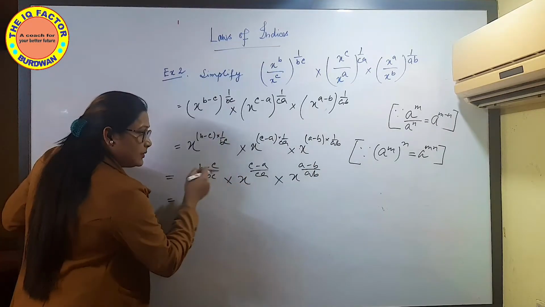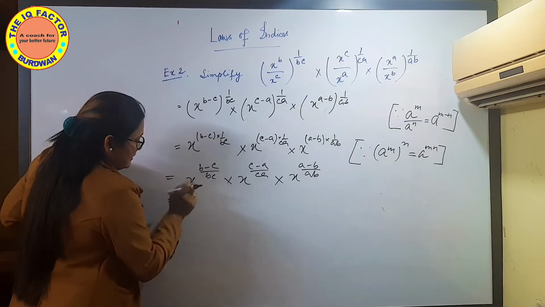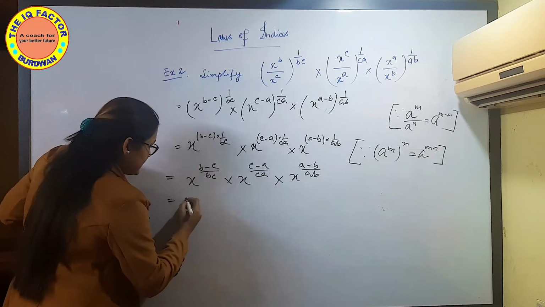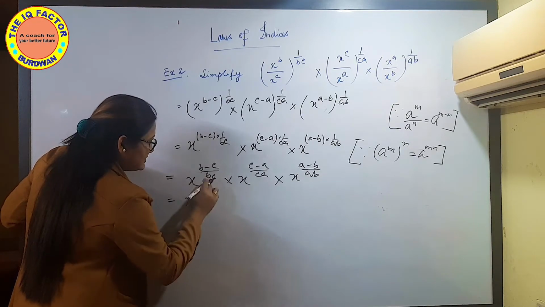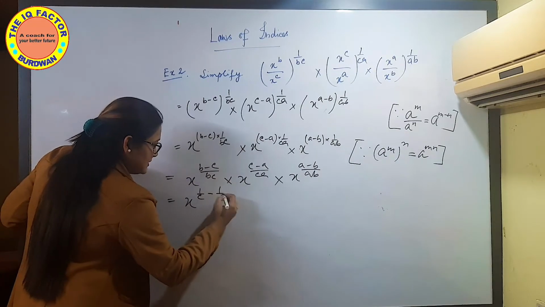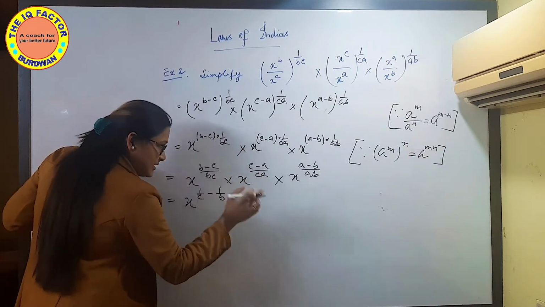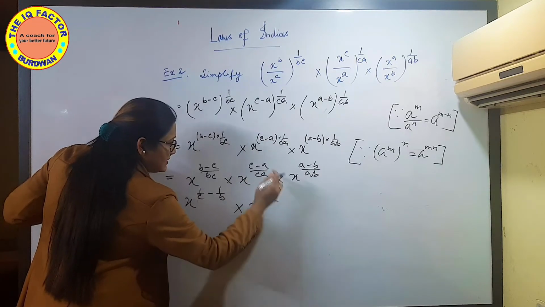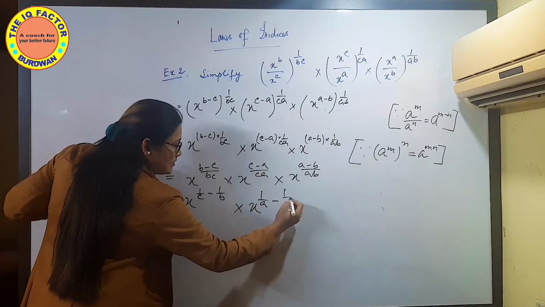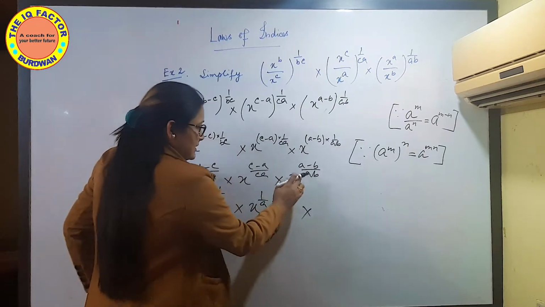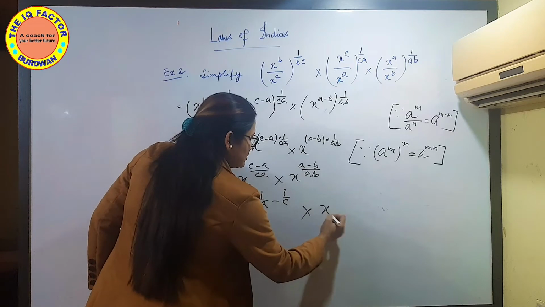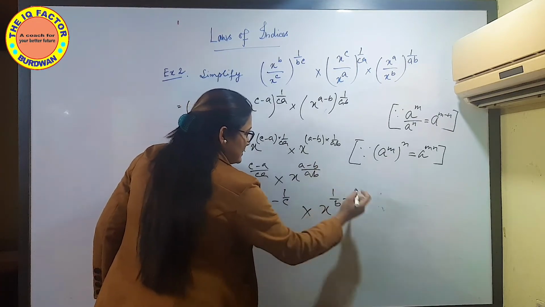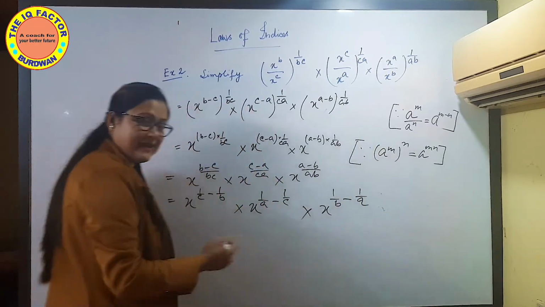So now we have to simplify that. How? Here we can write x to the power b by bc, that is b cancels. So it is x to the power 1 by c minus, c cancels, it is 1 by b. And similarly, c cancels, it is x to the power 1 by a minus a by ca, a cancels, 1 by c. Similarly, a by ab, a cancels, x to the power 1 by b, and minus b by ab, b cancels, it is 1 by a.